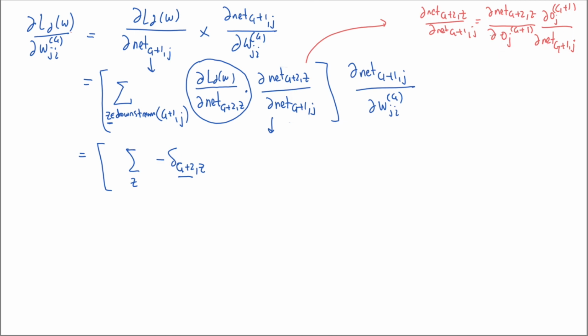And instead of writing the sigma of net G plus 1j, I'm realizing that sigma net G plus 1j is just the output j term here. Okay, and then hopefully this should be pretty clear based on what we did in case 1, that this is just going to be wzj G plus 1, okay, times oj G plus 1 minus oj G plus 1.